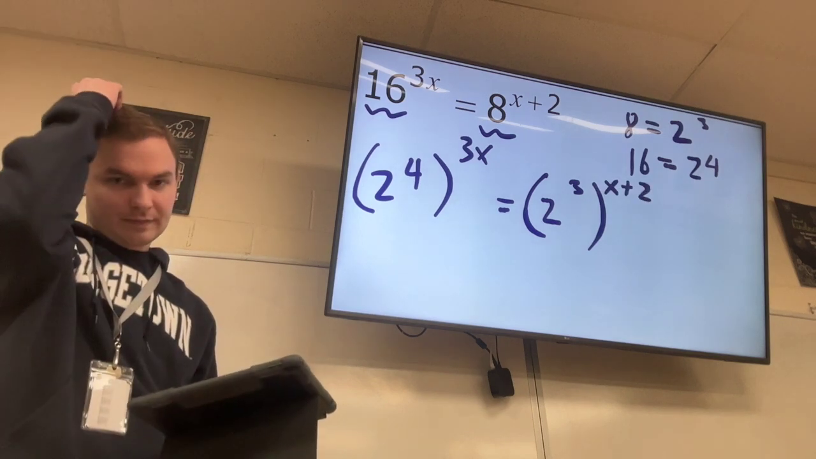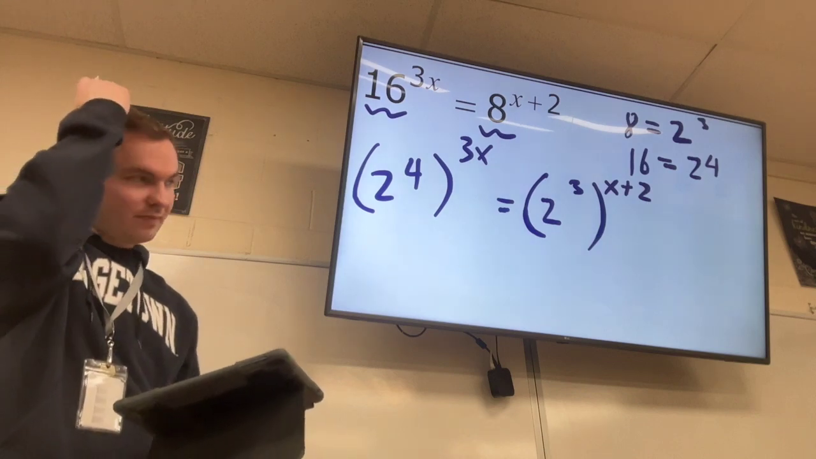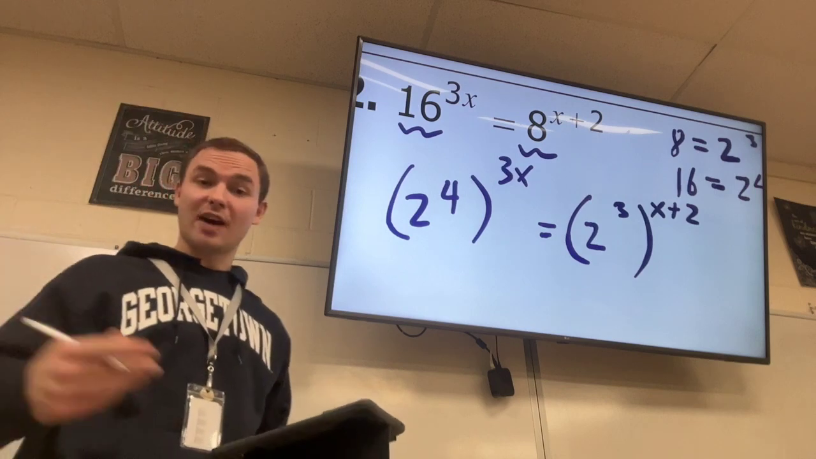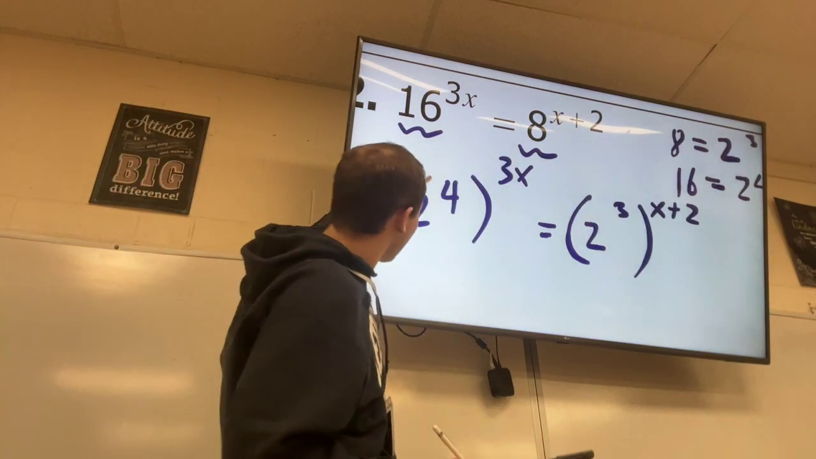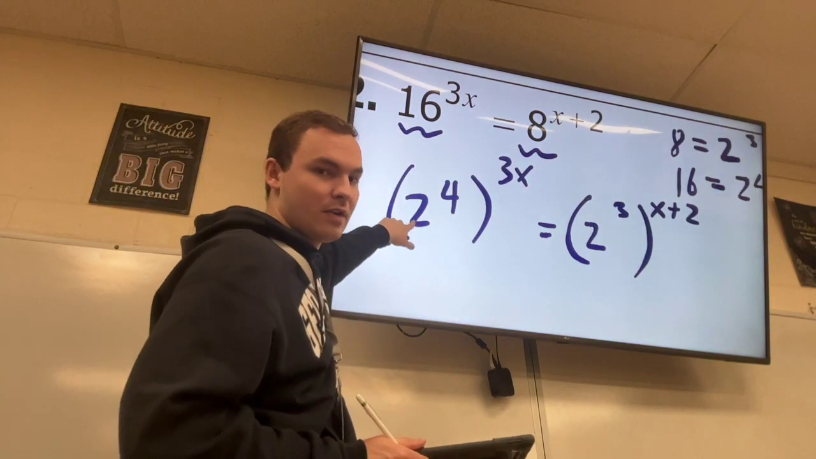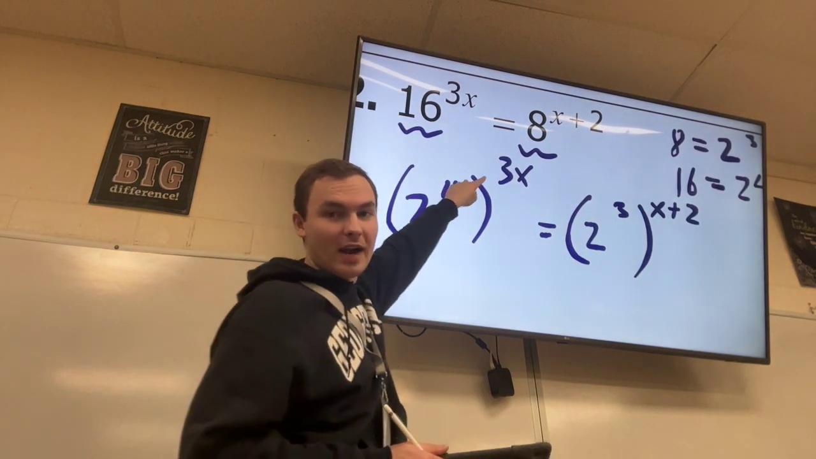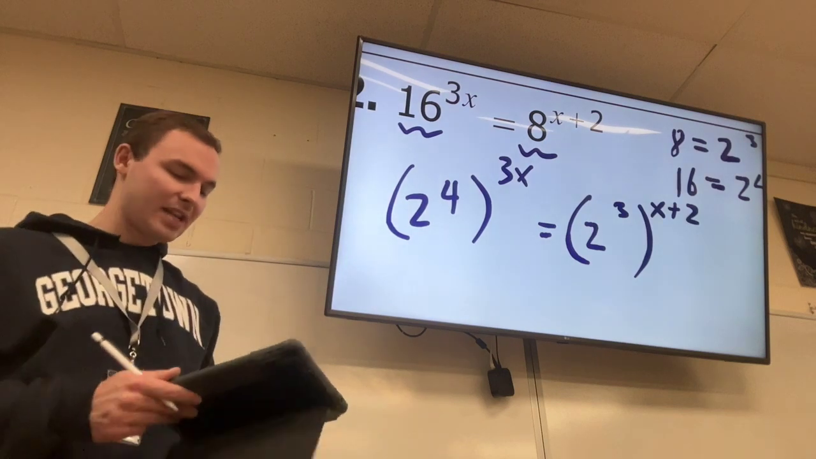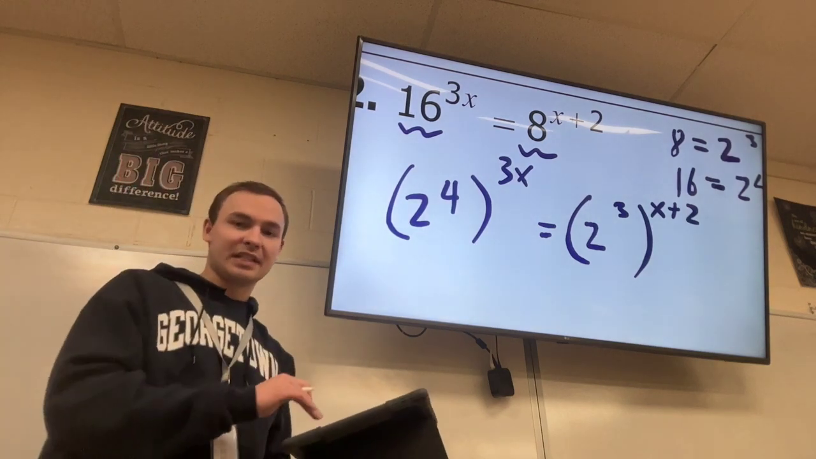All right? Still raised to the x plus 2. So what do I do here then, how do I simplify my exponents? I have a problem here: I have a base, 2, and it has two exponents, a 4 and a 3x. How do I combine those when there's two exponents? I multiply the two exponents together.